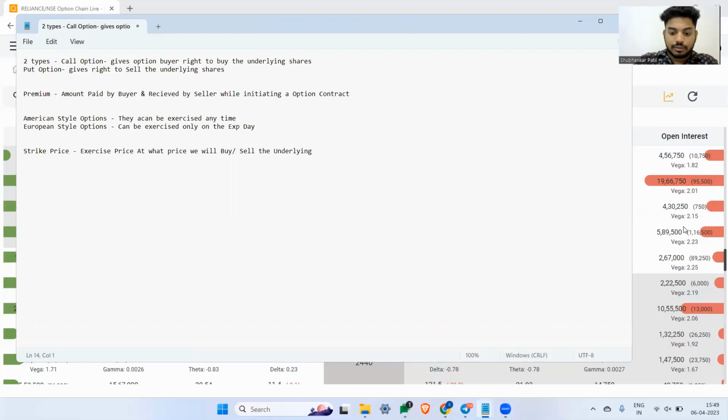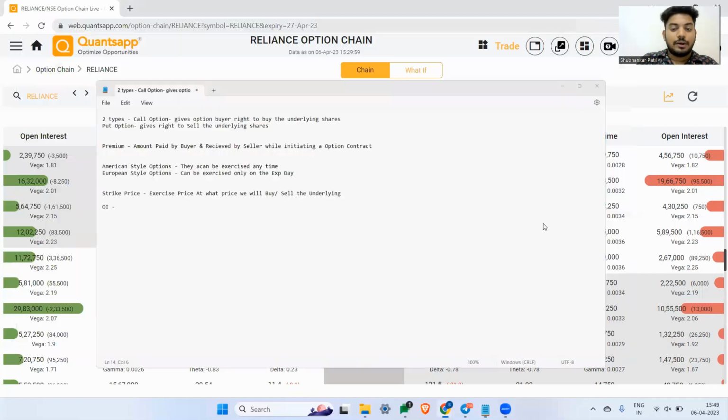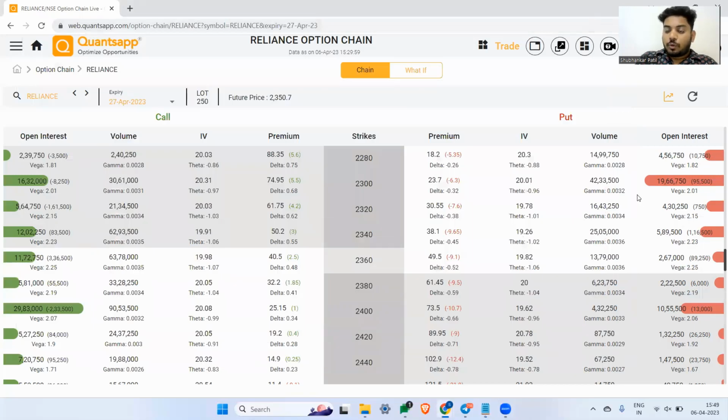Then comes the open interest. OI, as it is known, open interest. Open interest is nothing but the total number of outstanding contracts of that option. How many options are open which have not been settled yet? It can be a buyer or a seller, but how many contracts are open in the market which are not settled is shown to us by open interest.